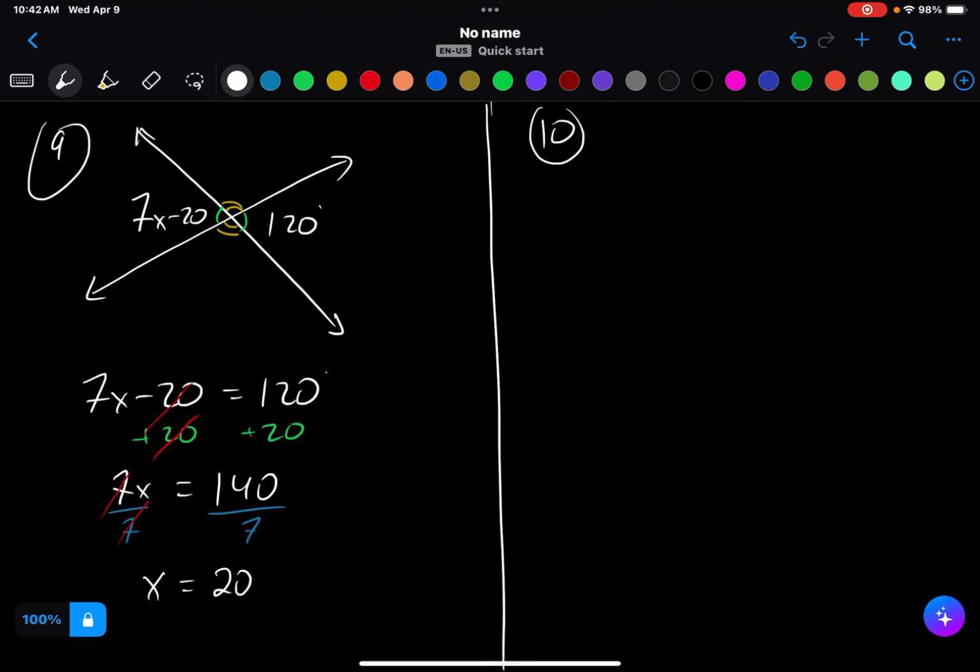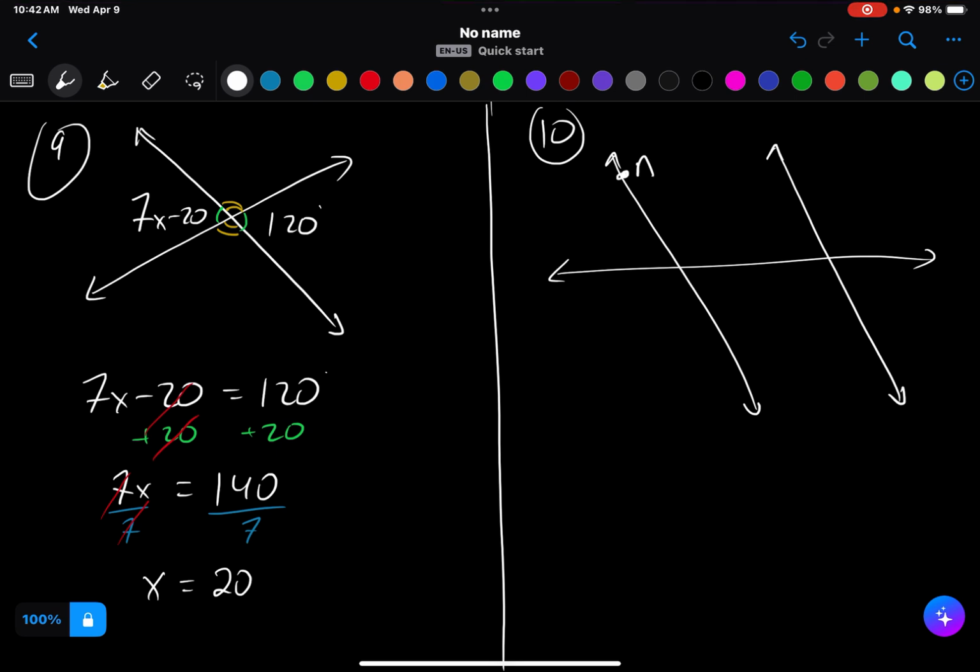10 is really not that much harder, but it's a little different. You have two parallel lines here being split by a third one. So AB is parallel to CD. That's what the problem states. So if AB is parallel to CD and it's being split by a third line, a few things kick in. First of all, the corresponding angle theorem, which is the one we're going to use here.